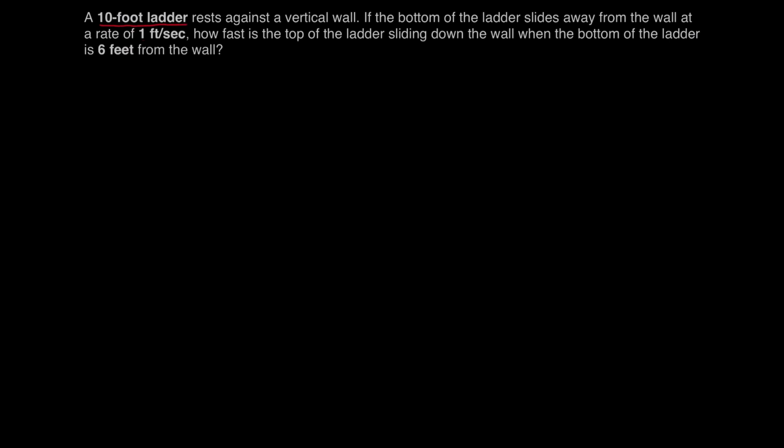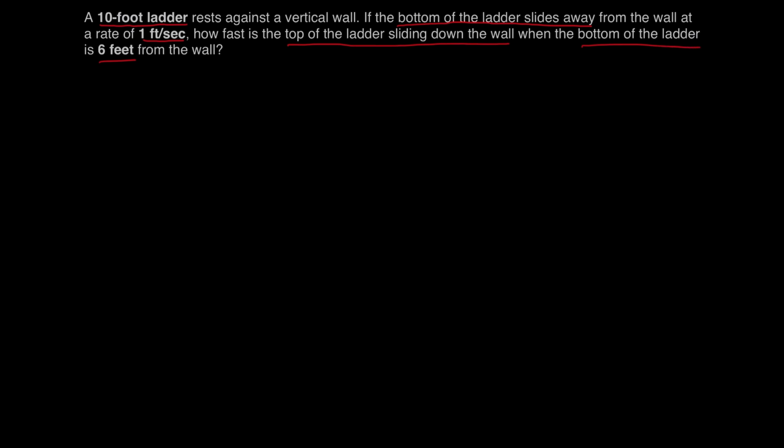So, looking at this question, we know that the ladder is 10 feet long and the bottom is sliding away from the wall, right? And what we're trying to find is by what rate the top of the ladder is coming down when the bottom is a certain distance away, and that's 6 feet.